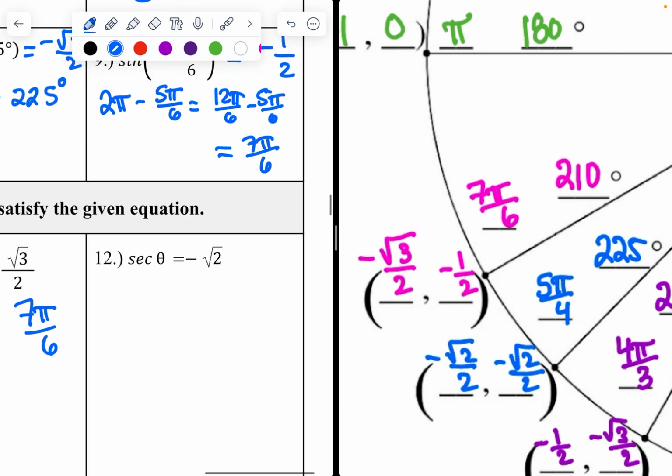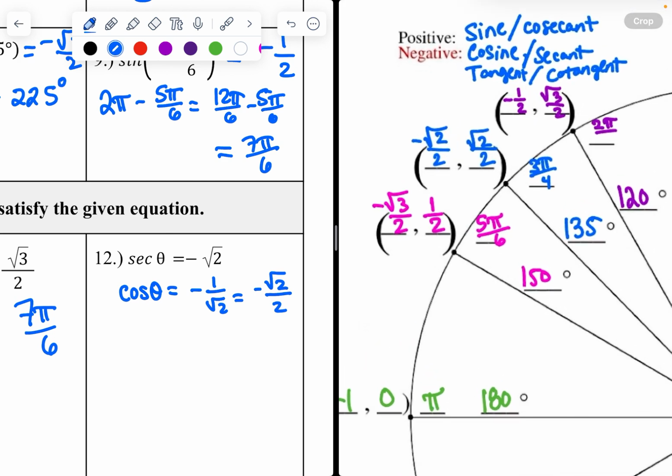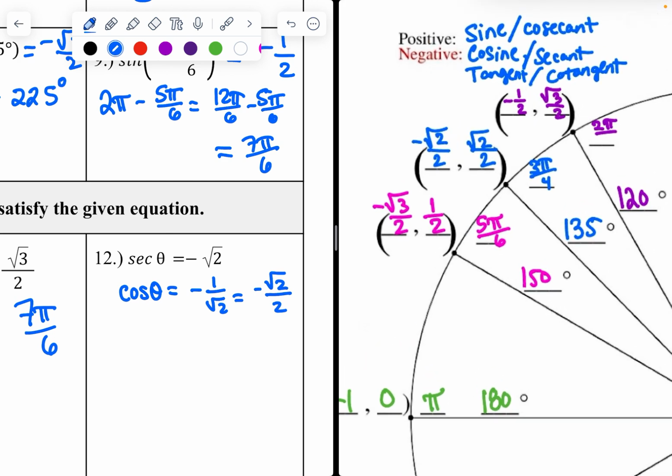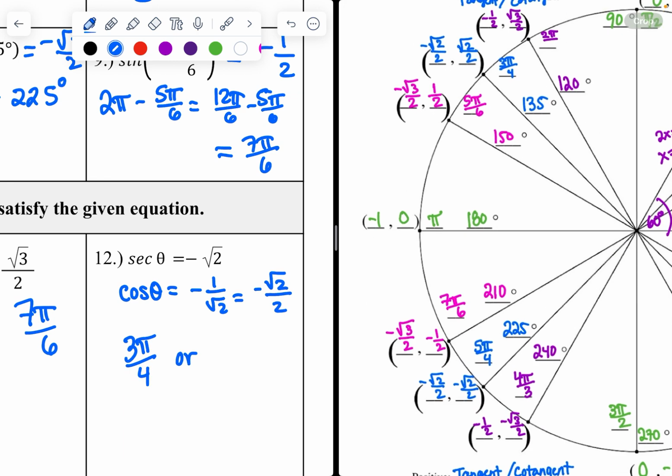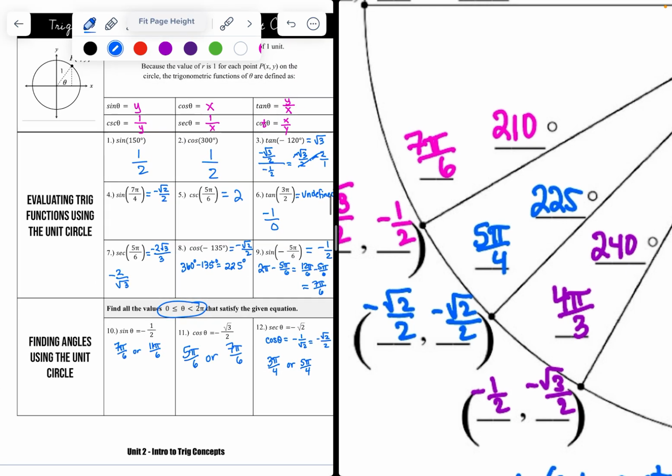All right, so secant of theta is the reciprocal of cosine. So this is the same as saying we need the cosine of theta to be negative 1 over the square root of 2, which is negative square root of 2 over 2. Again, for cosine to be negative, we have to be in quadrants 2 or 3, and it's the x value. So to have that negative square root of 2 over 2 for the cosine, we are at 3 pi over 4, or down here at 5 pi over 4. 45 degrees was the reference angle for that one.